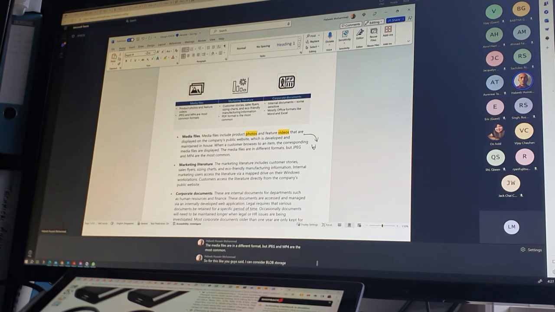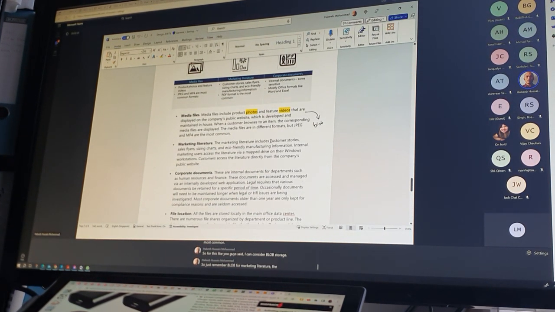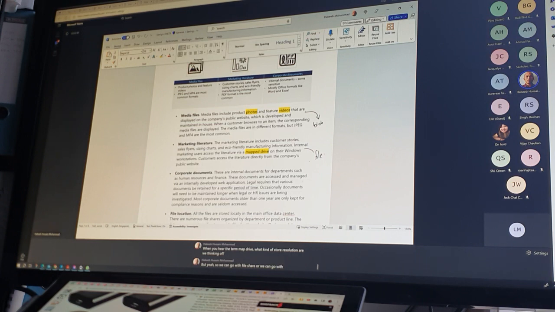So just remember blob. For marketing literature, the marketing literature includes customer stories, sales flyers, pricing charts, and eco-friendly manufacturing information. Internal marketing users access this literature via a map drive. When you hear the term map drive, what kind of storage solution are we thinking of? File share or something like that. Files. Yeah. So we can go with file share, or we can go with blobs with NFS. Blobs can also be mounted as NFS.